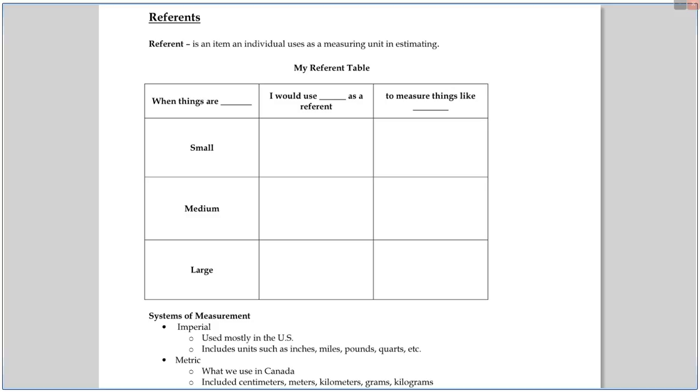Okay, reference. In measurement, we use these things called referents. All they do is help us to understand, especially distance. So for example, when things are small, all you gotta do is highlight that. When things are small, what would I use as a referent?